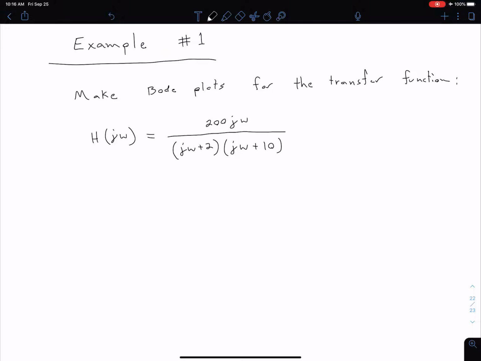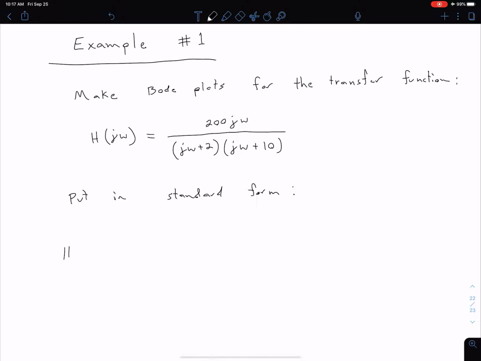The first thing we note is that none of these terms look quite like what we saw in our previous videos identifying the 7 possible terms. So we want to get this into standard form, so that we can use our cheat sheet of what each of our 7 items does, make a Bode plot for each item, and then combine all of these together to create our Bode plots for this transfer function H of j omega.